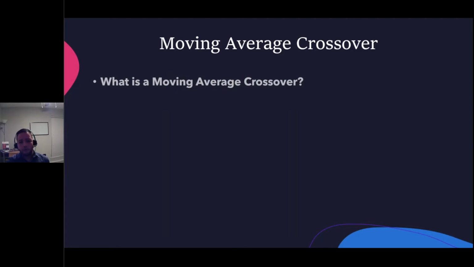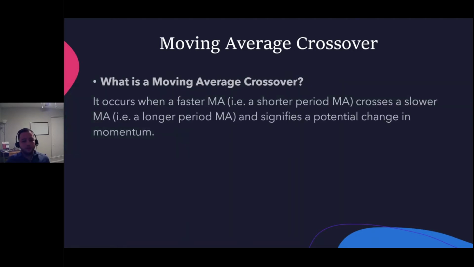What is a moving average crossover? A moving average crossover occurs when a faster moving average, for example a shorter period moving average, crosses a slower moving average, i.e. a longer period moving average, and it signifies a potential change in momentum.